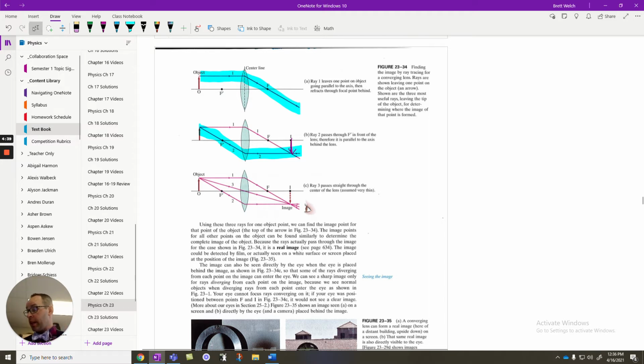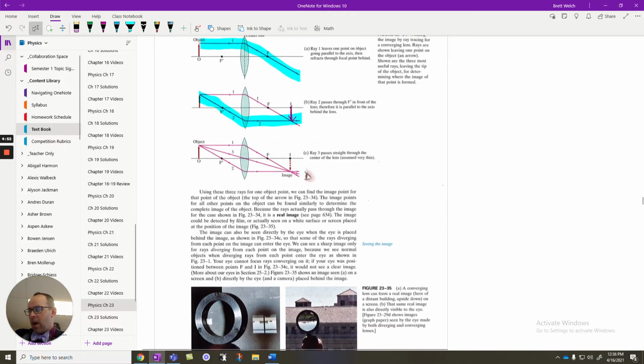Now, a couple things. One, it is close to you. If you notice, it's pretty darn close. But it is upside down. And so that's something that we have to wonder about. Do we really want it to be upside down? Is there a way to change that? Or what if I wanted this image to be really big? How could I make it bigger?